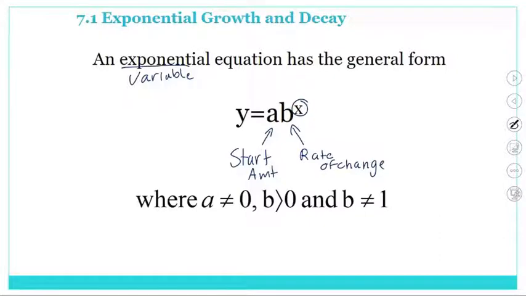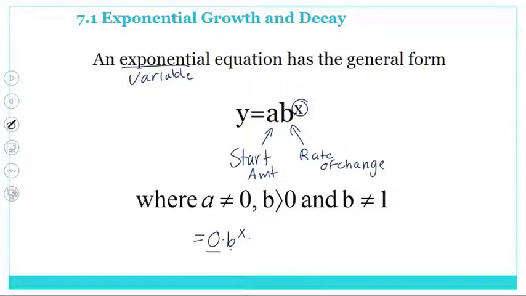Now, a can't be 0, b has to be bigger than 0, and b cannot be 1. The reason for that is if a was 0, you'd have 0 times b to the x, and it wouldn't matter what b or x was, because if you multiply 0 by anything, it would always be 0. So that's why a can't be 0, because it would essentially make everything else useless.